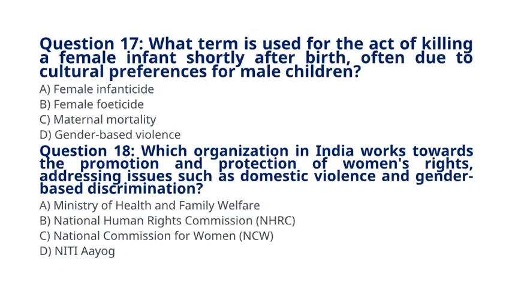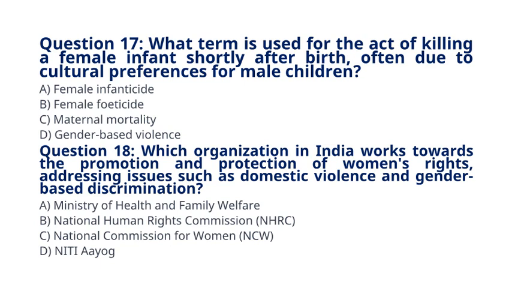Question 17. What term is used for the act of killing a female infant shortly after birth, often due to cultural preferences for male children? A. Female infanticide. B. Female feticide. C. Maternal mortality. D. Gender-based violence. The correct answer for question 17 is option A. Female infanticide.